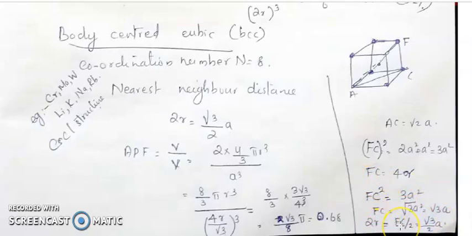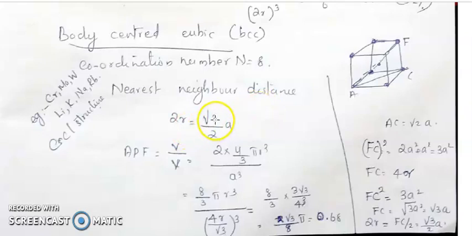So 4R is equal to root 3A. So 2R will be equal to AC by 2, that will be equal to root 3 by 2 A. So 2R is equal to root 3 by 2 into A. So that is the equation. 2R is the nearest neighbor distance. In all cases, nearest neighbor distance is 2R, and that is related with the lattice parameter in this case as root 3 by 2 into A. In the other case, it is 2R is equal to A.